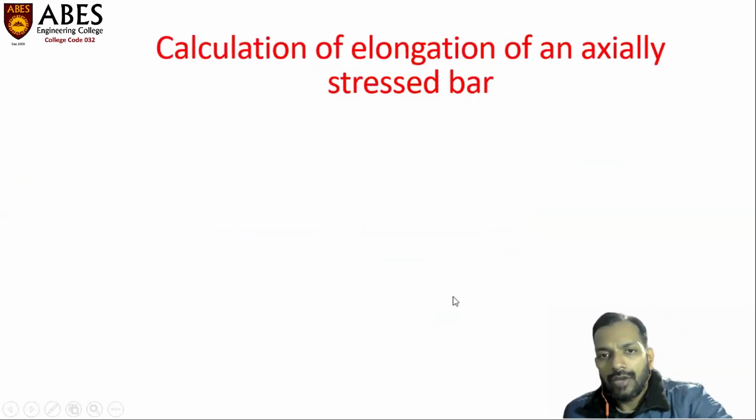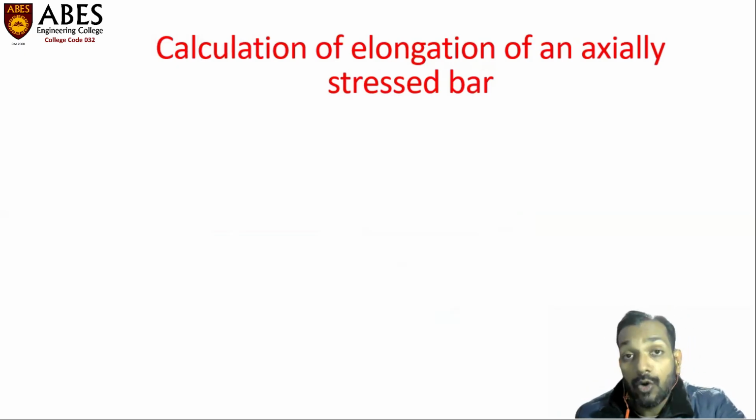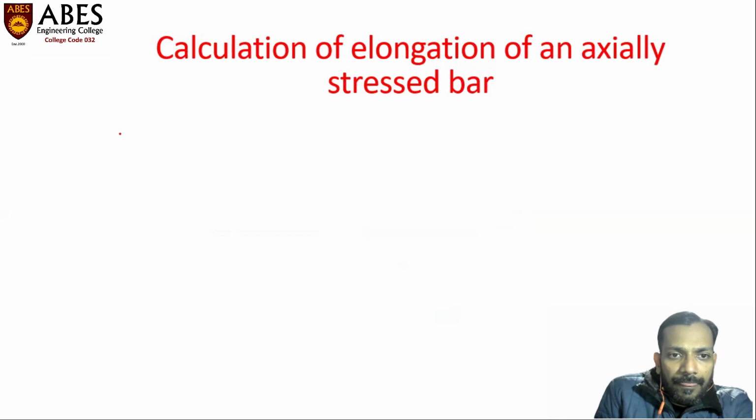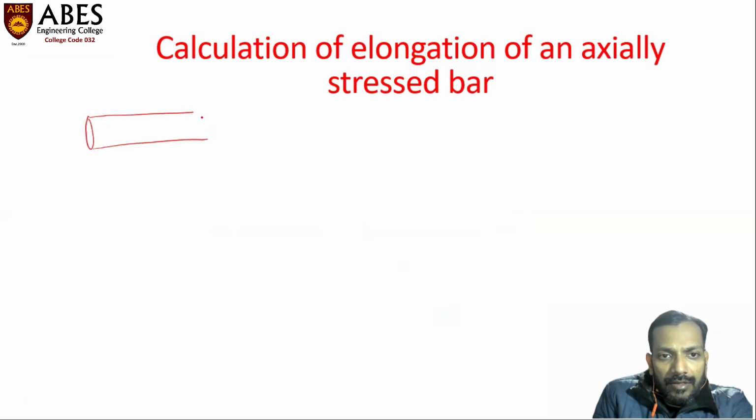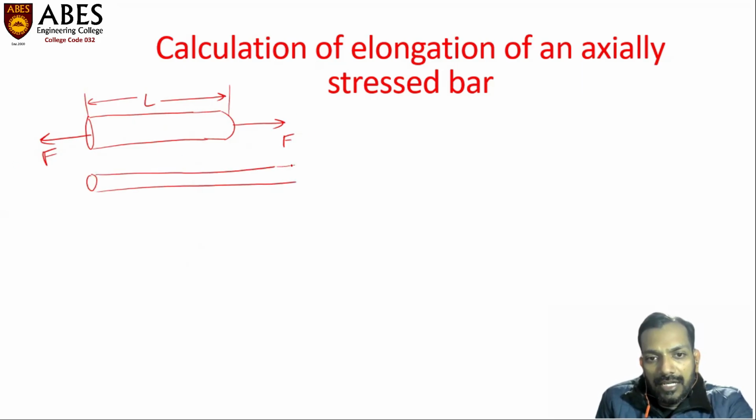First of all, we are going to discuss the method to find the elongation of a given bar having a constant cross section. Suppose there is a bar having a round, circular cross section, and it is subjected to a tensile load of F newtons. The initial length of the bar is L, and due to this axial tensile force, the length of the bar is changed to a new value of L plus delta L. So this is the elongation of this bar under the action of this tensile force, delta L.